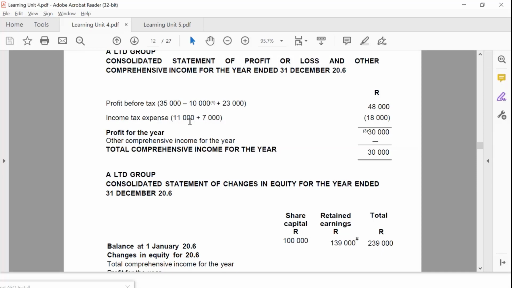Income tax, 11,000 plus 7,000. There was no pro forma journal entry pertaining to income tax. So you leave it as it is, 18,000. Profit for the year, 30,000. Total comprehensive income, 30,000. Good, you are done.